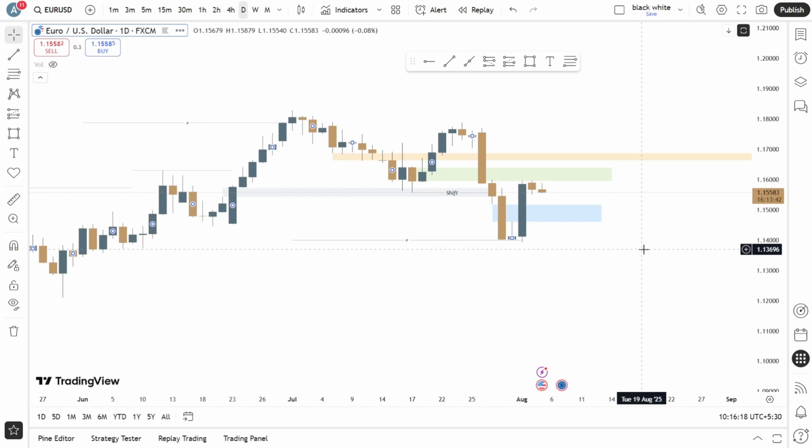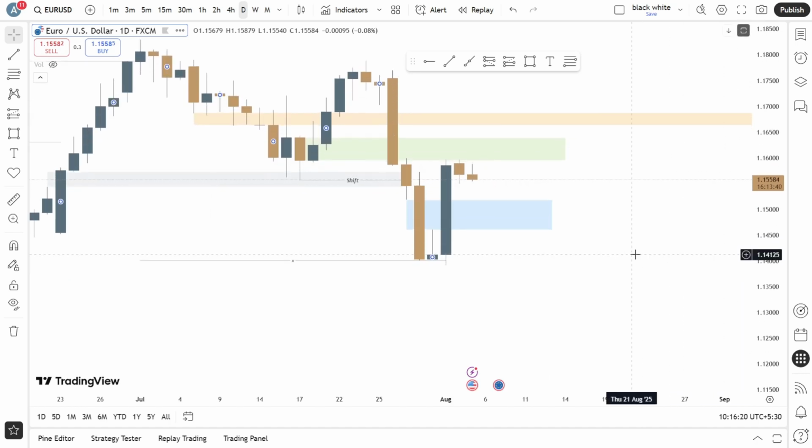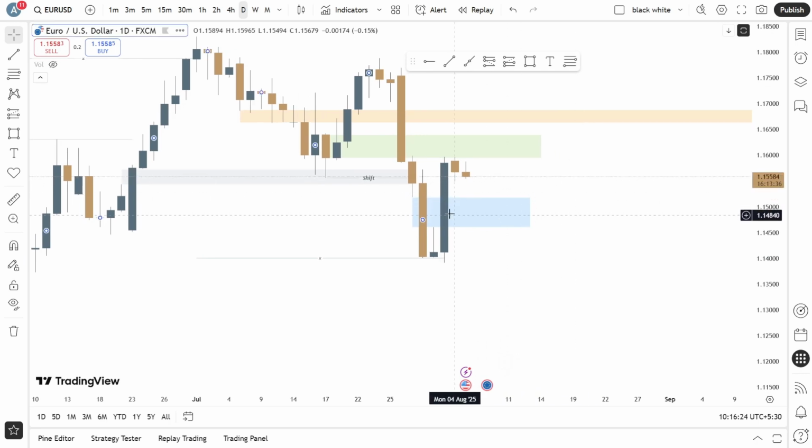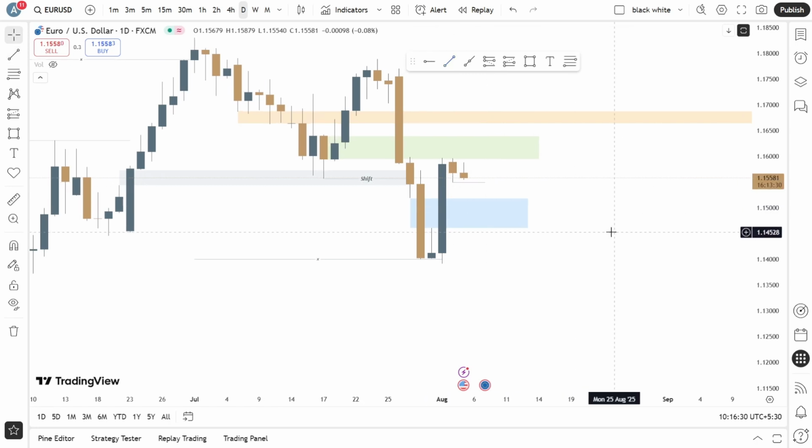As we move into the dailies, what we see is that after taking the monthly lows, price sprung up and currently we are having this BPR, but the closest target will be this particular low because this is going to be the vulnerable low for the price to tap the BPR.